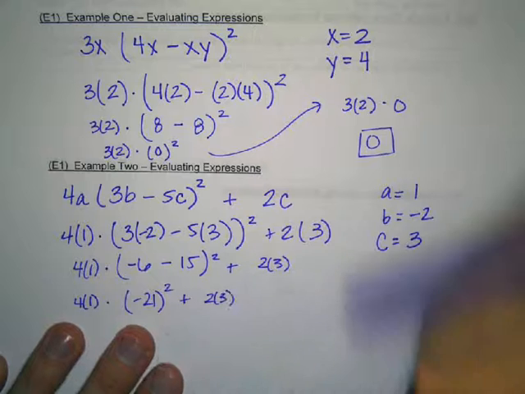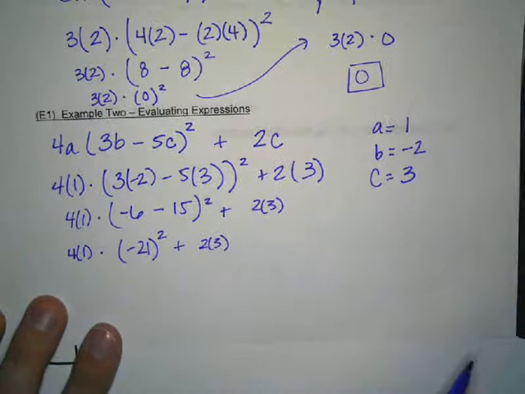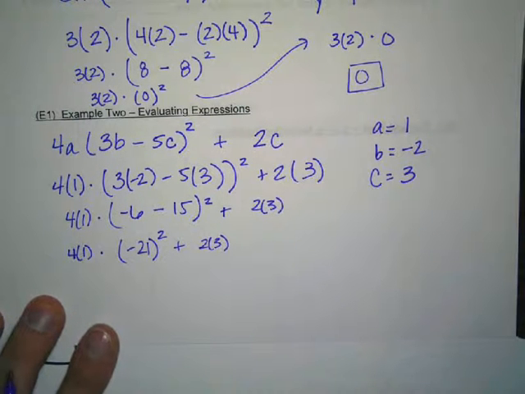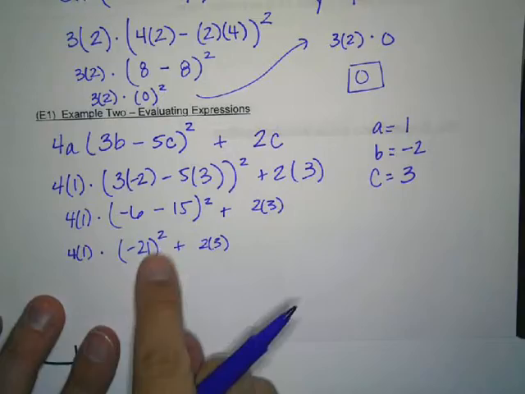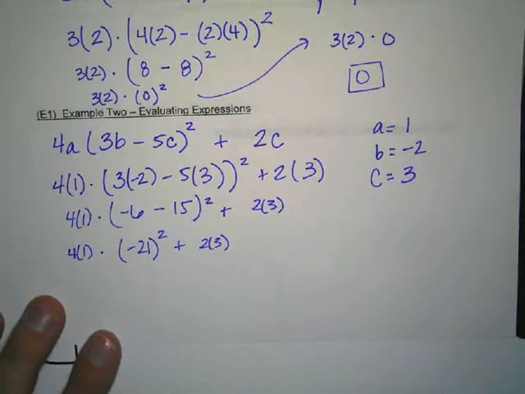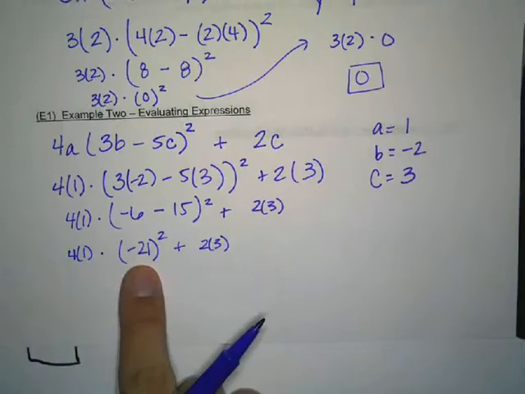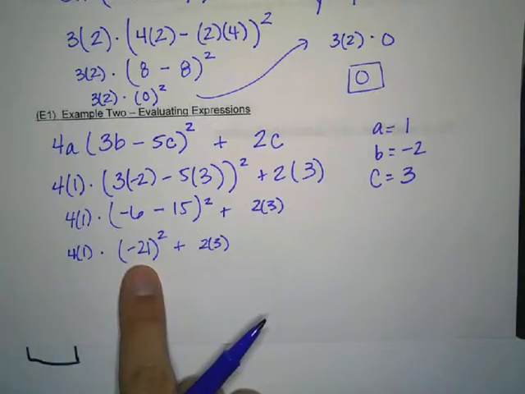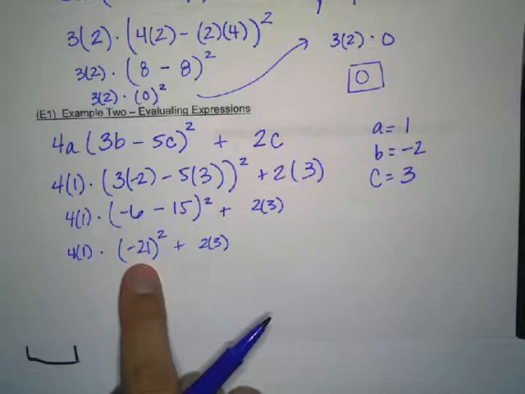Okay, so order of operations, we've taken care of the parentheses. The next thing on our list would be taking care of exponents. I only have one exponent, so I have to take negative 21 and square it. What do you get when you take negative 21 and square it? It's going to be a big number. 441. Okay. Now, you have to be careful here because you're taking negative 21 and multiplying it by negative 21.